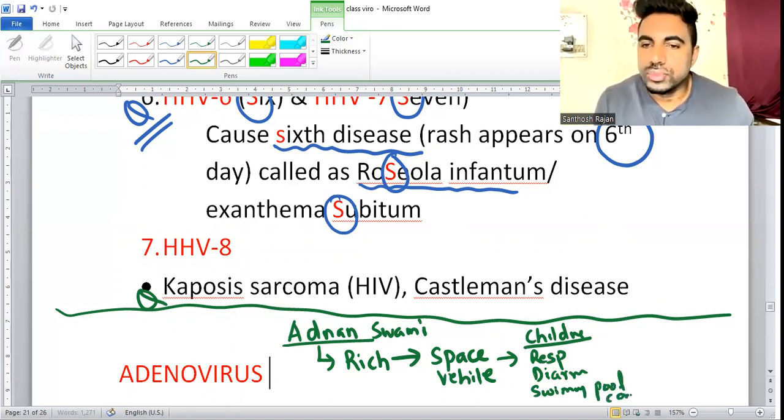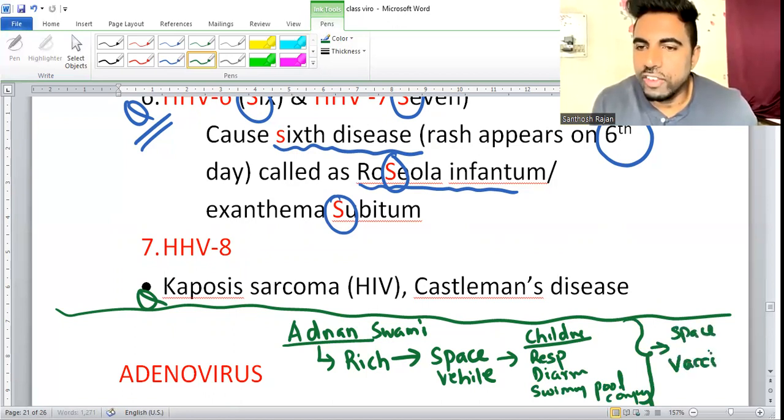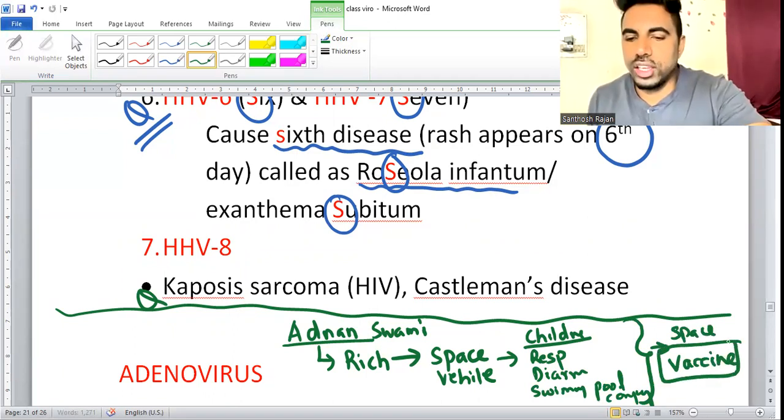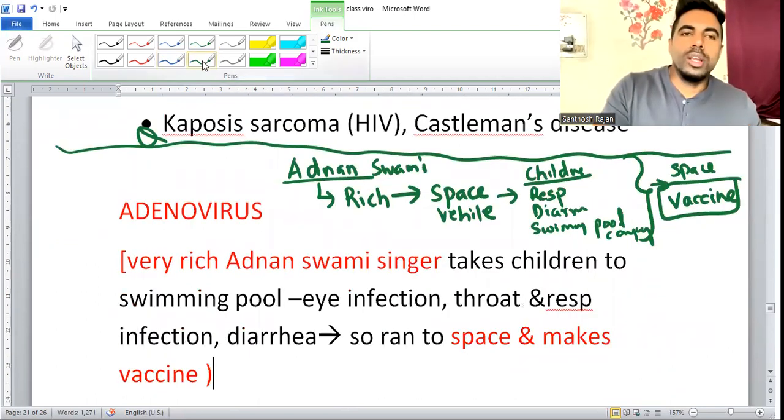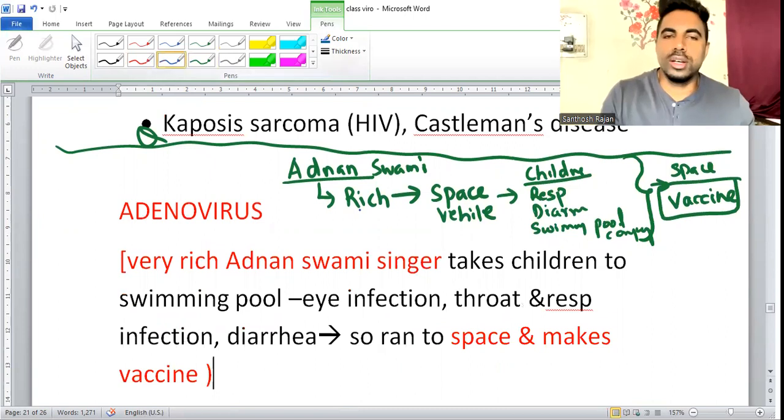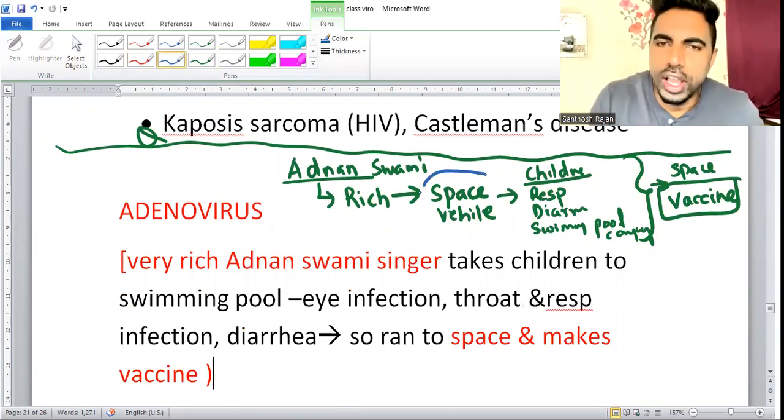swimming pool conjunctivitis, all this variety of disease. When they have these diseases, what does Adnan do? He goes to space and finds the vaccines for them. So you already got the clue of what I'm talking about. Now let's go to the points. Why did I say he was rich, with a space vehicle? The shape of adenoviruses is like a space vehicle.